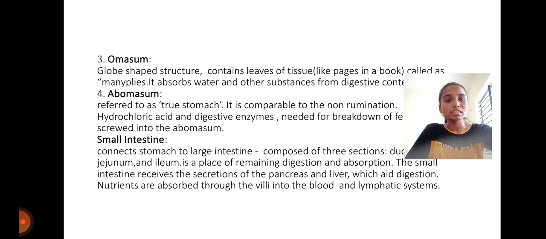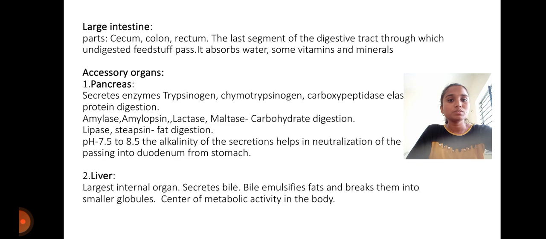Next we have the small intestine. It contains parts like the duodenum, jejunum and ileum. The remaining part of digestion and absorption occurs here. Then the large intestine. It is the last part of the digestive tract. Here undigested material is passed out, and it also helps in absorption of water, minerals and vitamins.